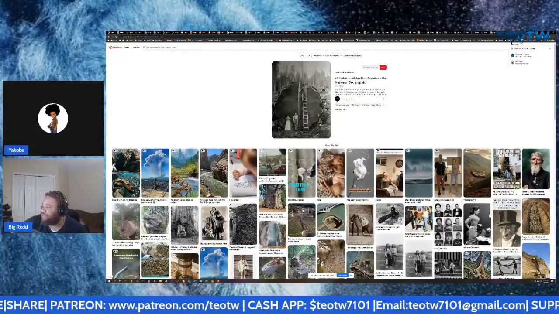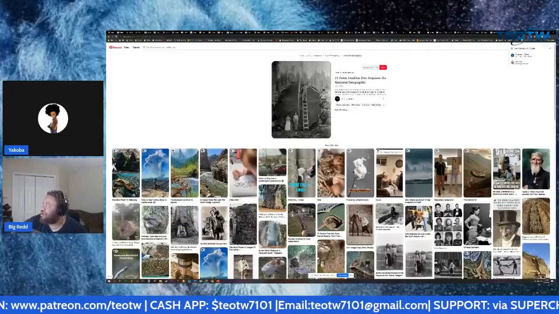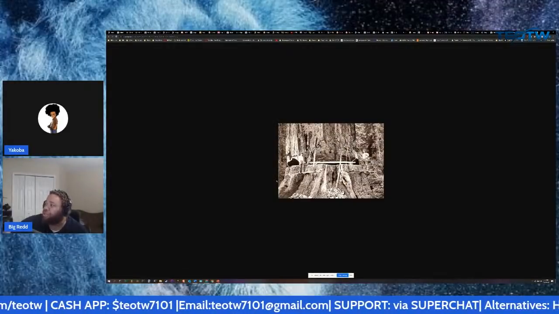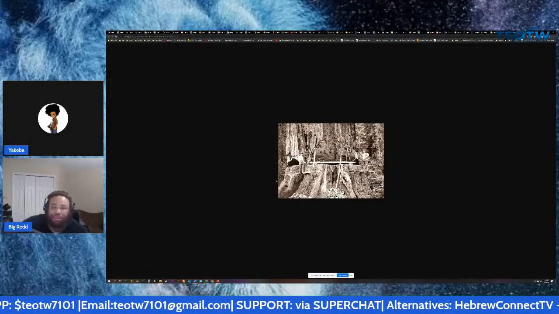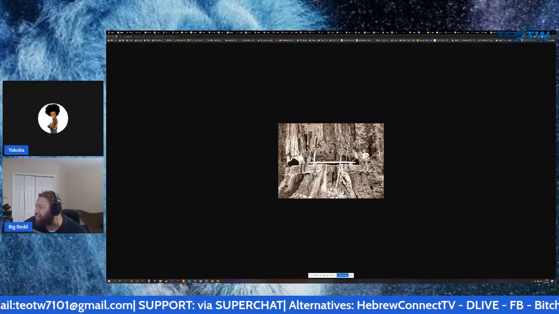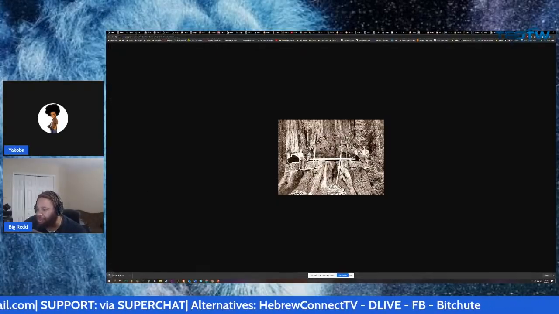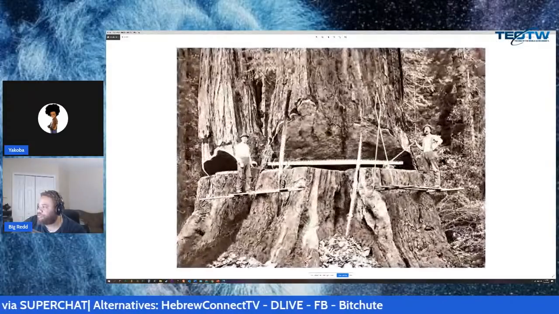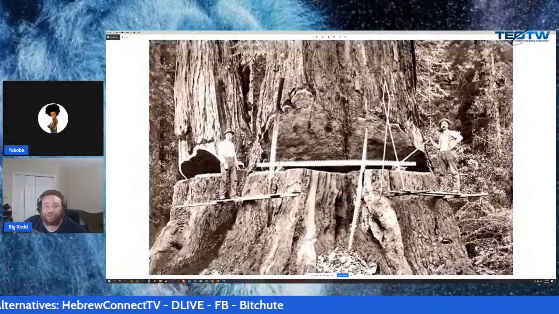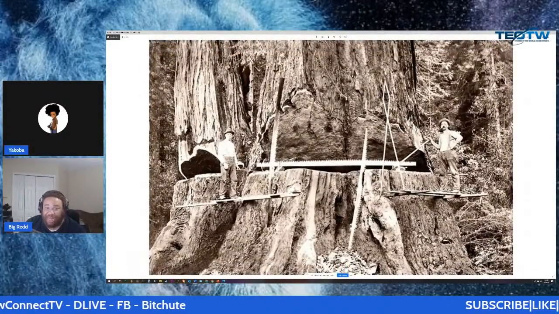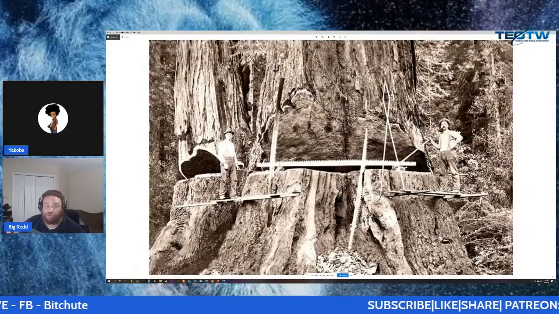There were a lot of them over in California, but they left just a few of them on there. But these trees were huge, huge trees. I mean, look how small these guys are. Again, let me save the image and then blow it up so people can see it clear. These men are small compared to this tree. That's a huge tree.